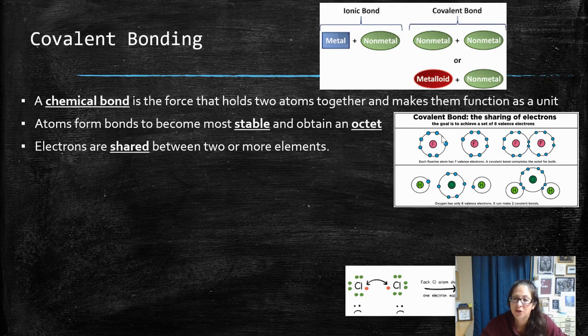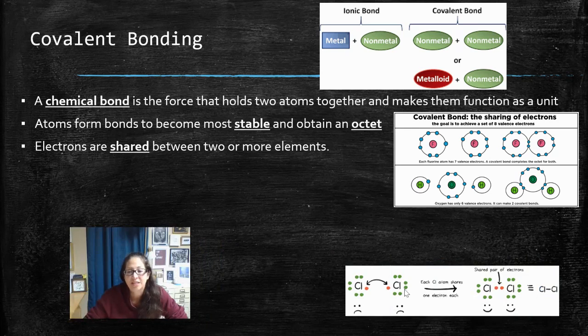Here, we have 2 fluorines, and they both need 1 more electron. So they're going to join together and share both of their 7th electrons to make the other's 8th electron. So now this fluorine has access to 8, and this fluorine has access to 8. Same with water. Hydrogen, which only needs a duet, needs 1 more. This hydrogen needs 1 more too. So if it bonds with oxygen, it can share these 2 electrons, and that will give oxygen the 2 that it's missing.